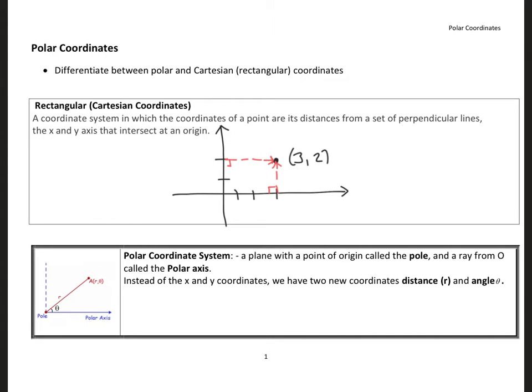The next one is called the polar coordinate system, and this is a plane with a point of origin called the pole, and a ray from O called the polar axis. So you can see the polar axis right here. Instead of xy coordinates, we have two new coordinates, the distance and the angle theta. The polar axis replaces the x-axis we had in the rectangular coordinates, where we have x, y. Here we have polar coordinates and an angle.